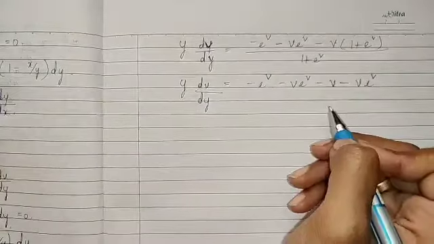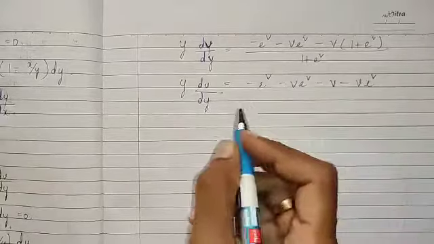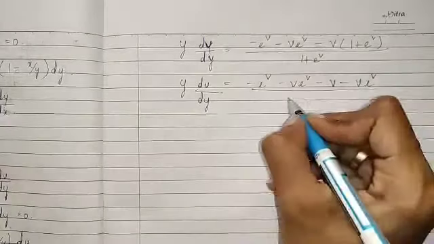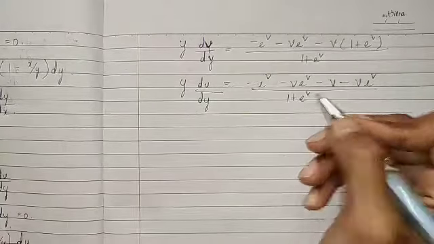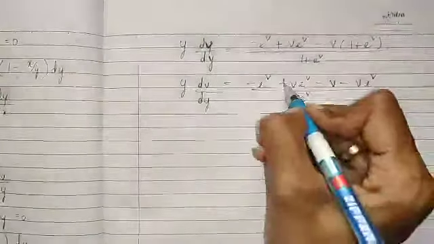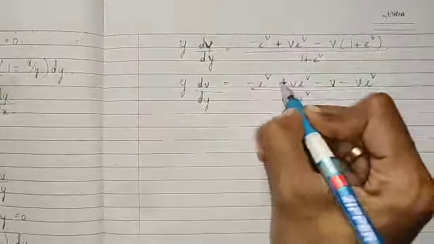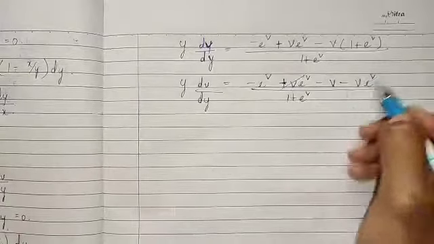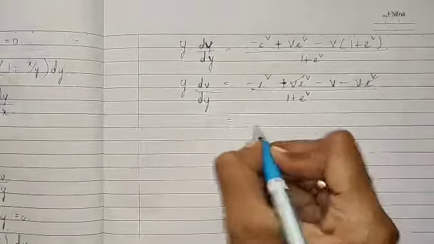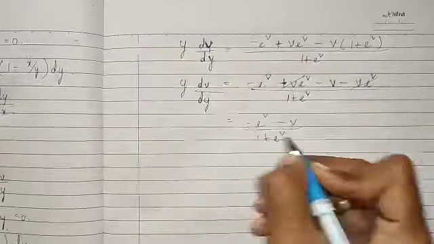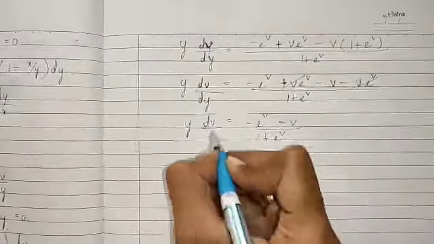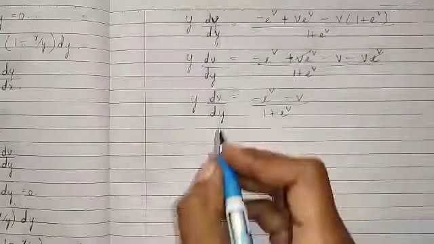Okay, so now whole divided by 1 plus e to the power of v. Here this was plus, minus into minus, it was plus. So here this term and this term get cancelled. Here it is minus e power v minus v divided by 1 plus e to the power of v, y into dv by dy. Okay, so now segregate v terms and y term together.